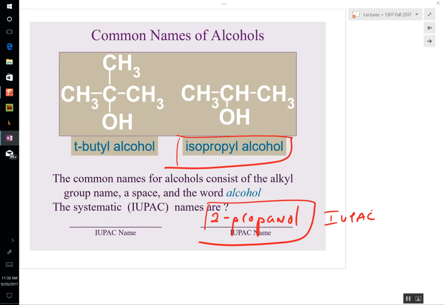All right, and then here the longest chain still is 1, 2, 3 carbons long. It's still the longest chain right here. Where you have the OH, just like instead of an H, you've got another methyl group. So what is the name of this one? 2-methyl-2-propanol. Oh, I need a dash there. Okay?